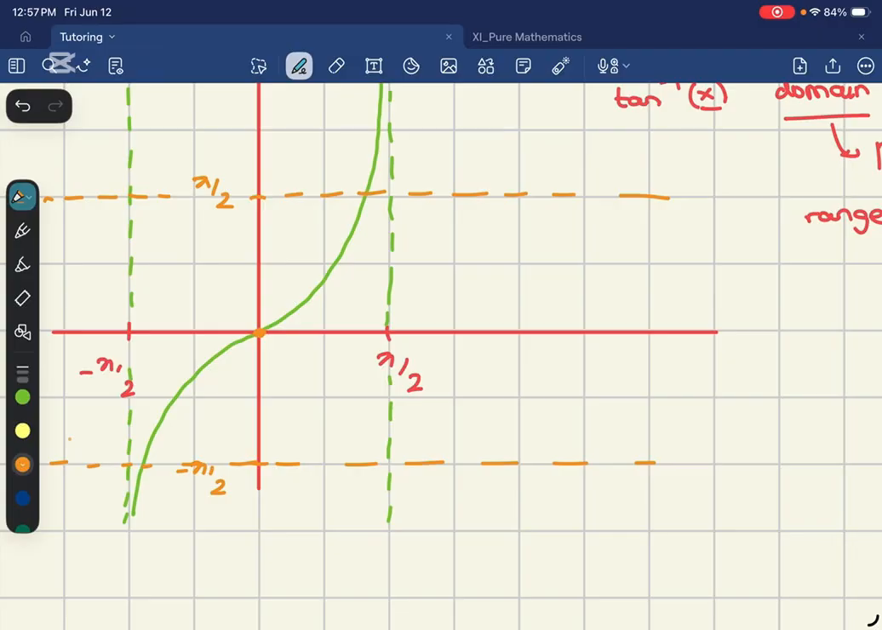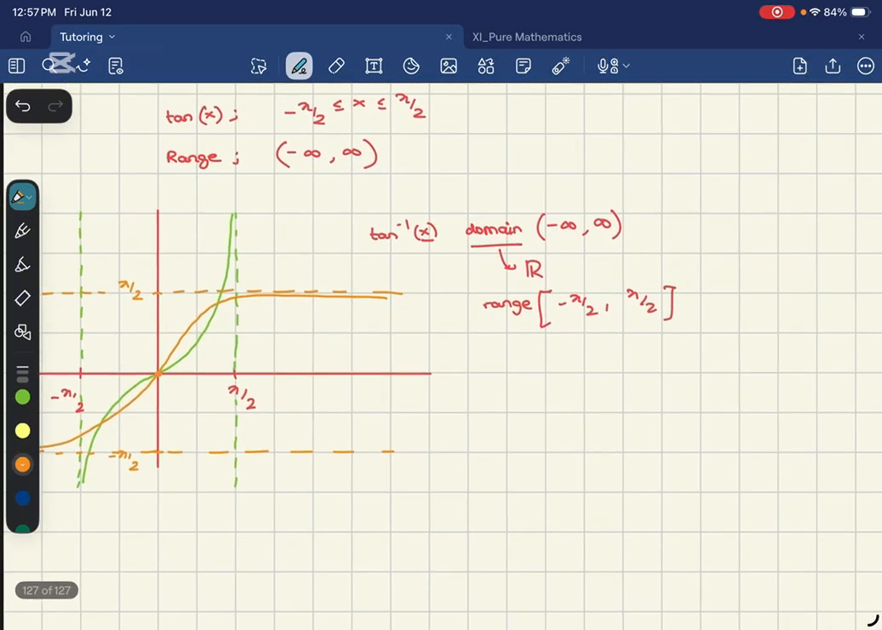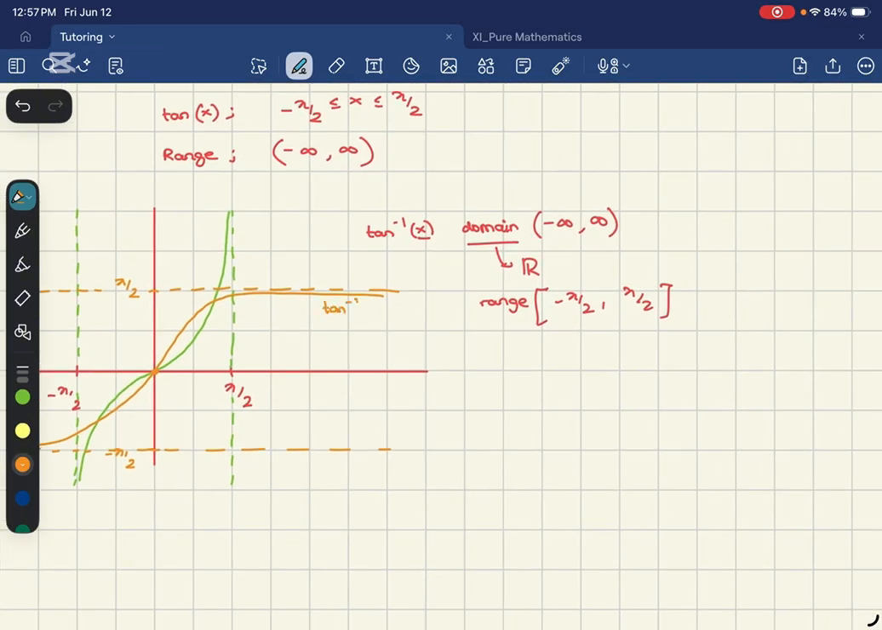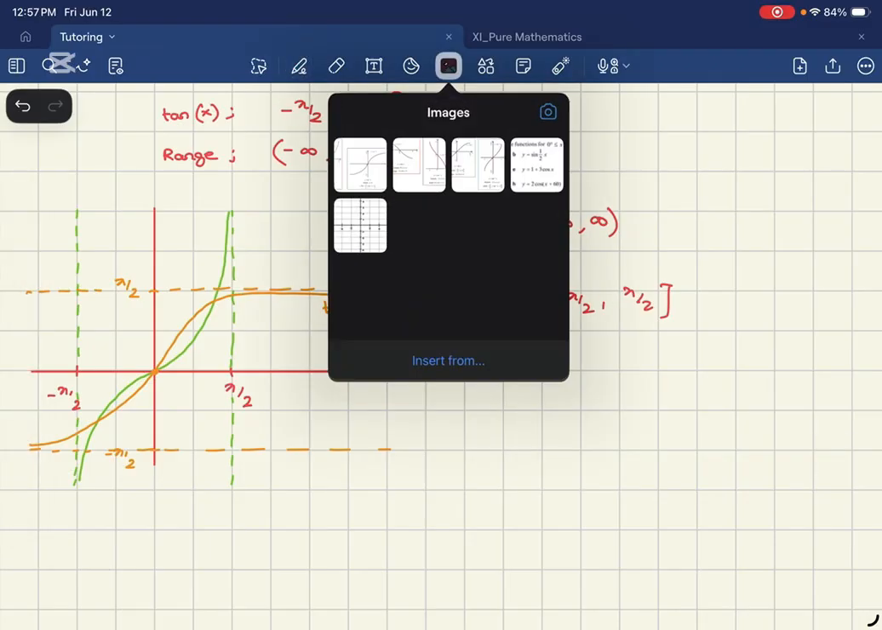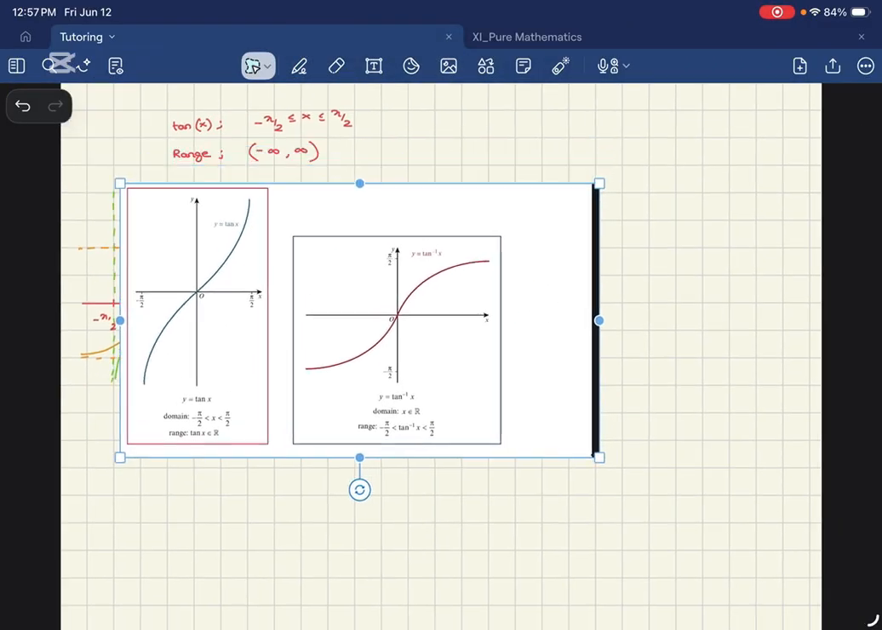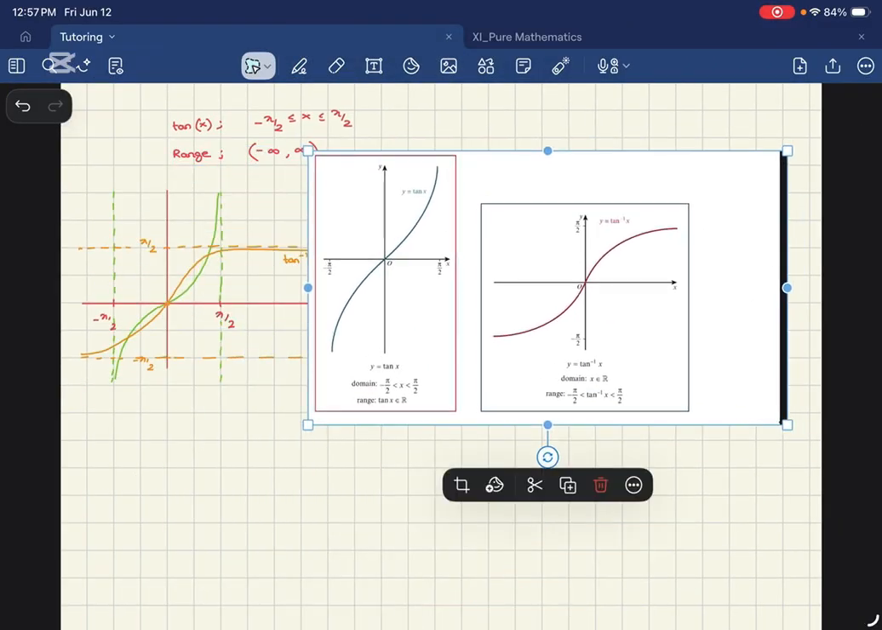But your graph, if you reflect the graph, is going to look something like this. That is how your graph is going to look. The orange curve is tan inverse of x. And if you want a better picture, here it is. I drew it on the same plot, but yeah, tan inverse of x.